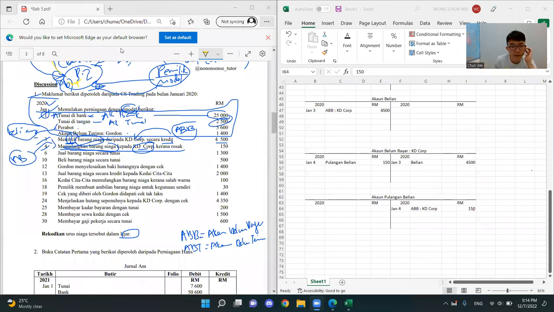Okay. So next, number 6. You draw barang niaga. This is secara tunai. Tadi secara kredit. So when you see secara kredit, memang ada account belum bayar. But when you see secara tunai, you still will go into account tunai. Very straightforward. And this is draw barang niaga, right? So draw barang niaga, shortcut, we use a term called jualan.